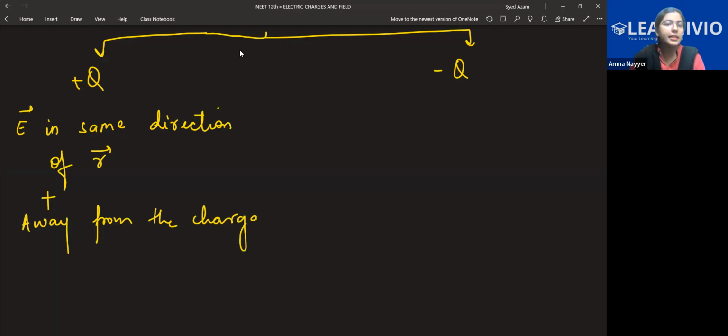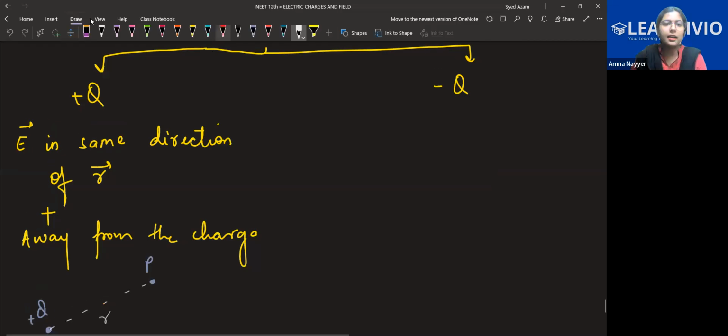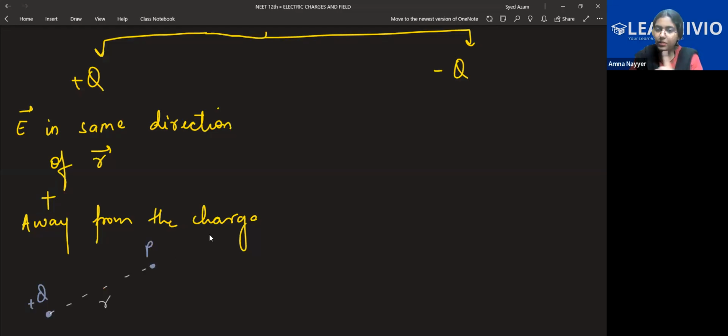Suppose I take up a charge. This is the point charge plus q. At this point P, I am calculating the electric field. This is the separation, let's say this is R. So the electric field's direction will be away from the charge and in the same direction as that of the radius. The charge will move from this to our P point. We are bringing up the charge to the P point. So this is the direction of position vector, and this is the direction of the electric field. This is what you should know. And you will just reverse the things for the negative charge.